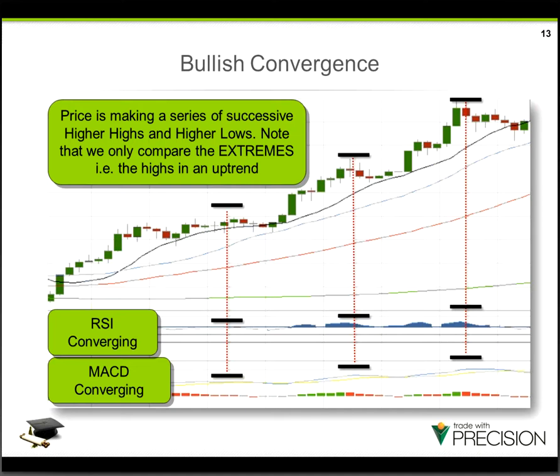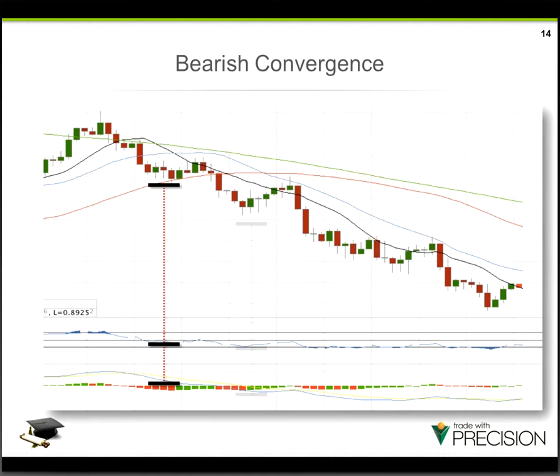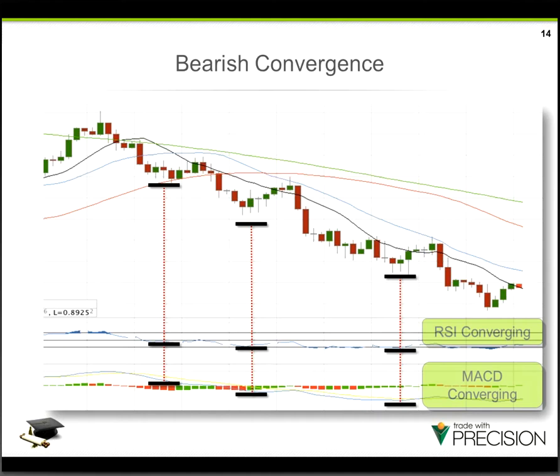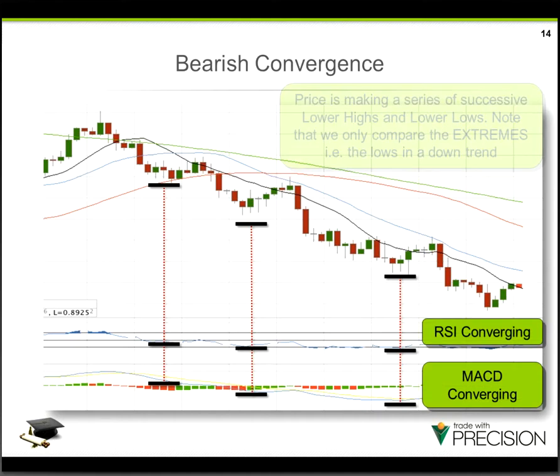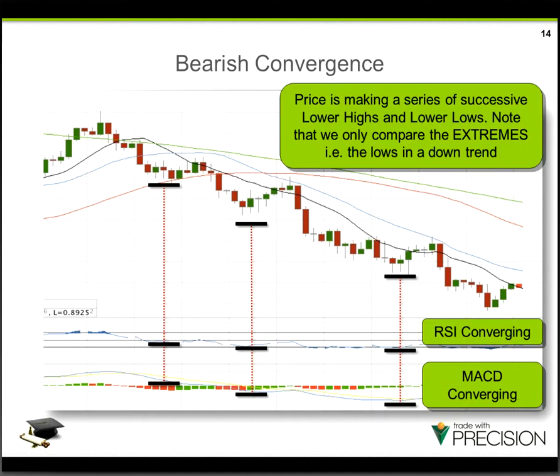A look at bearish convergence right here. Once again, before determining convergence, we first confirm the price action trend of lower highs and lower lows in this downtrend. And again, we'll just be comparing the extreme lows of the price action with the lows on the indicators to see if they are all in agreement. Now, if everything checks out, then the trend is still intact and has a high probability of continuing in the current direction that we see right here.